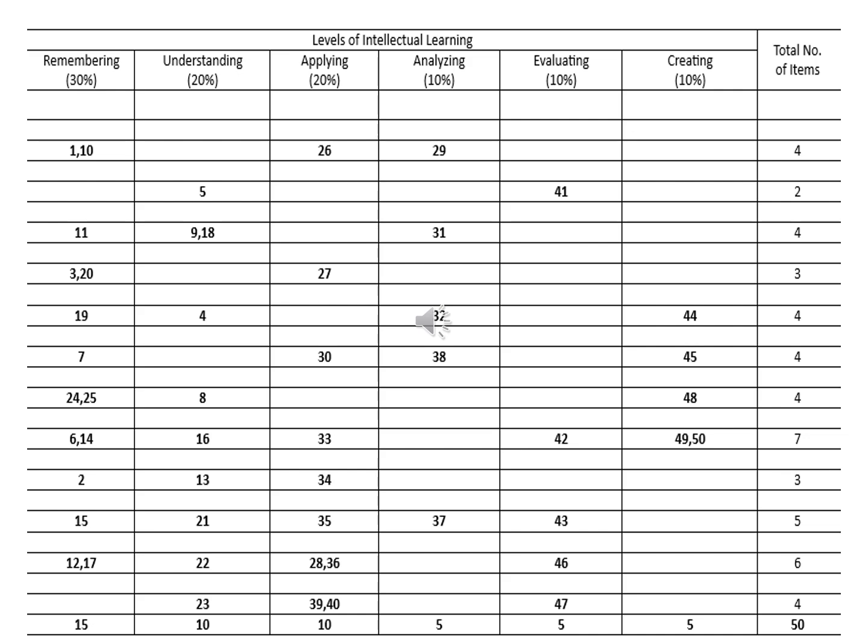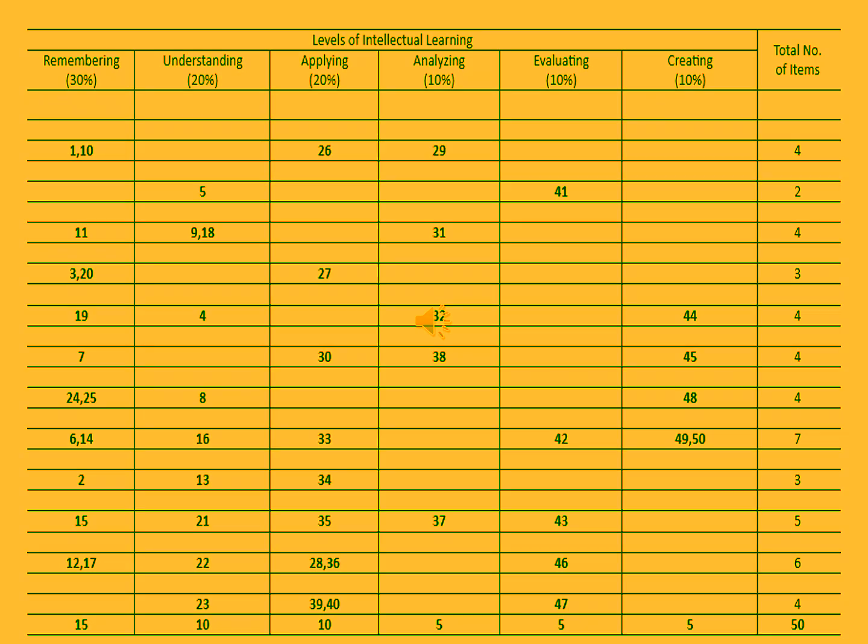For understanding, I allocated items 5, 9, 18, 4, 8, 16, 13, 21, 22, and 23. For applying, I allocated 26, 27, 30, 33, 34, 35, 28, 36, 39, and 40.